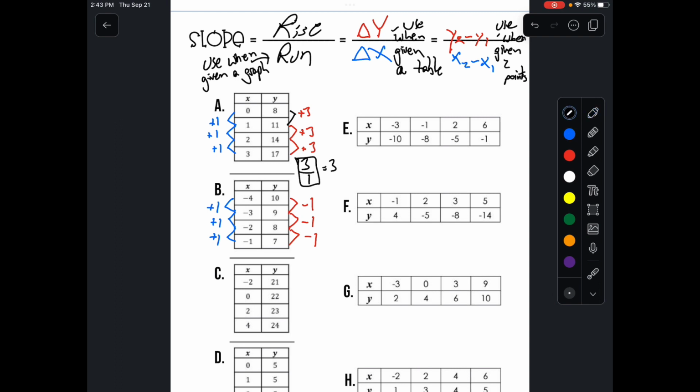We say that our slope is our change in y over our change in x, so our change in y is negative 1 over our change in x, which is positive 1, which is the same thing as just negative 1. Either of these two answers would be correct.